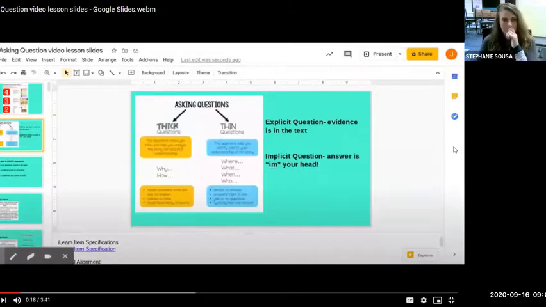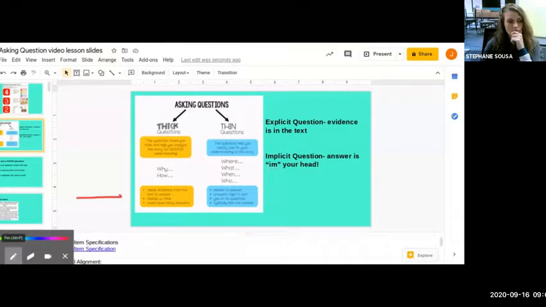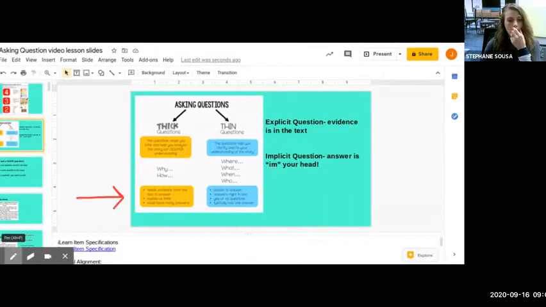We have talked about asking good questions. Here's a chart explaining the differences between thick questions and thin questions. Something to keep in mind is that a good, thick question really makes us think. We need to have evidence in the text. And there might be more than one answer.